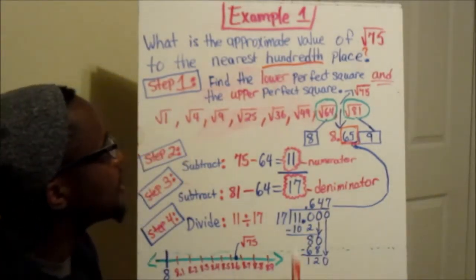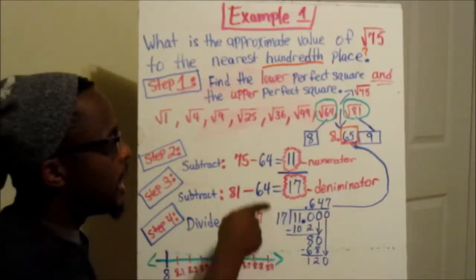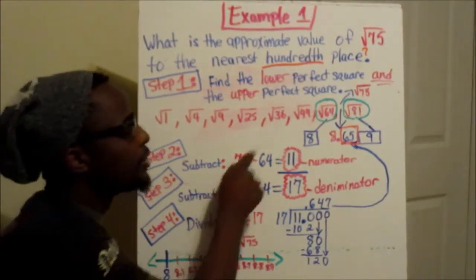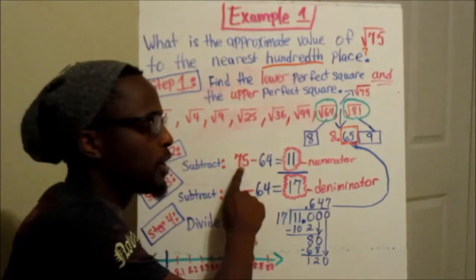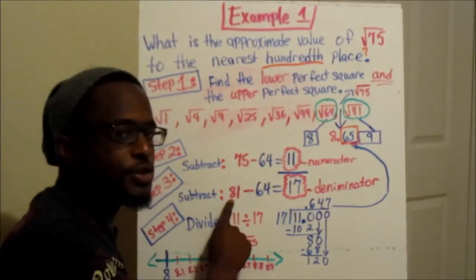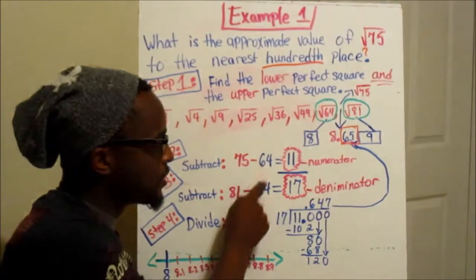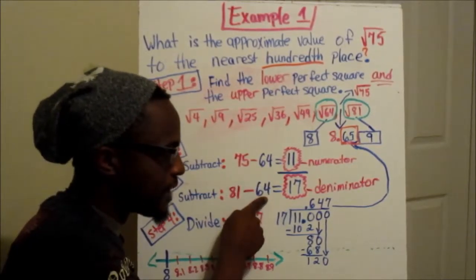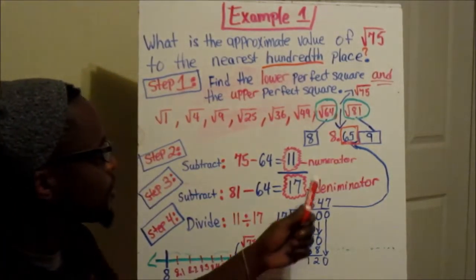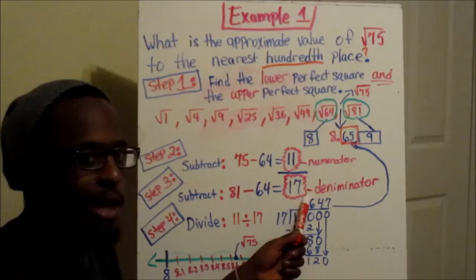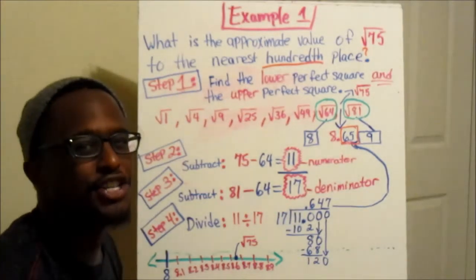So basically, you take your lower perfect square and you subtract it from both the number you're looking for, the number in the question, and the upper square. You always subtract the lower square's value. Once you get your numerator and denominator, all you have to do is turn it into a fraction by using division.